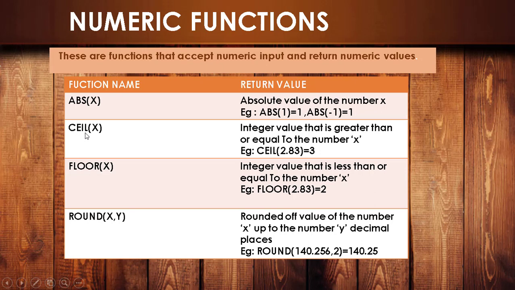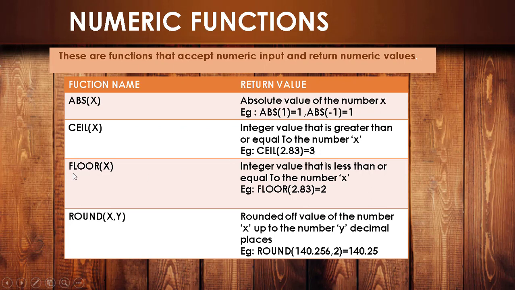Next function is CEIL(x). CEIL(x) returns an integer value that is greater than or equal to a number x. So for CEIL(2.83), a value greater than this number will be returned, or equal to that number, but not less than that number. For example, 2.83 will be returned as 3, that is a greater number, a whole number will be returned.